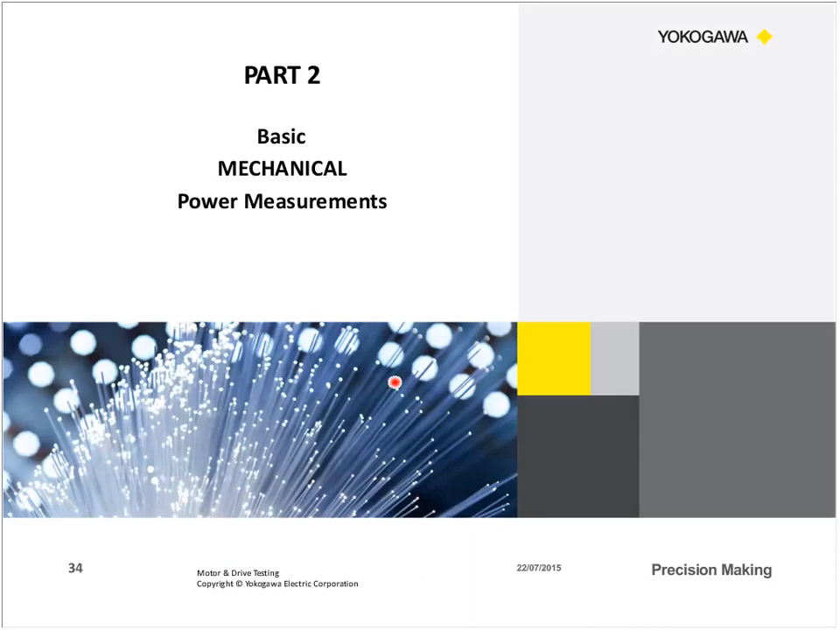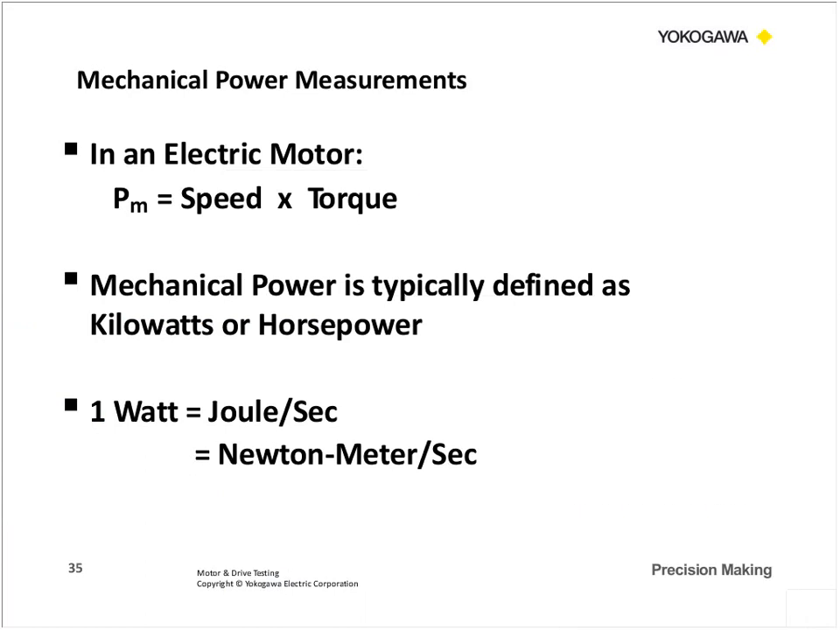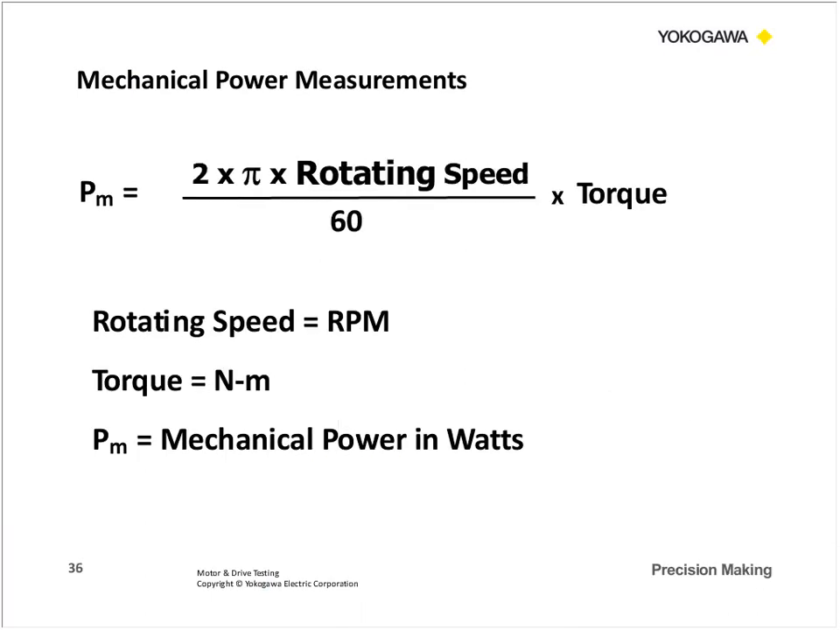Okay, we've done a quick review of some of the electrical measurements. Now let's look at some of the mechanical power measurements. In the electric motor, we have mechanical power. Very simple, speed times torque. And we know our mechanical power is typically defined as either kilowatts or horsepower. And conversion, you know, 1 watt is going to equal 1 joule per second, where the joule is a newton meter, and then our time. So we can calculate our mechanical power.